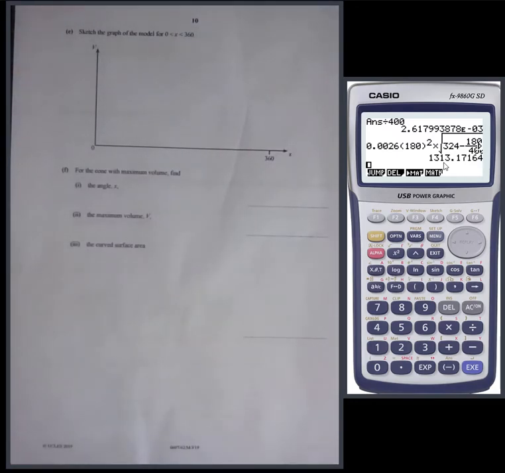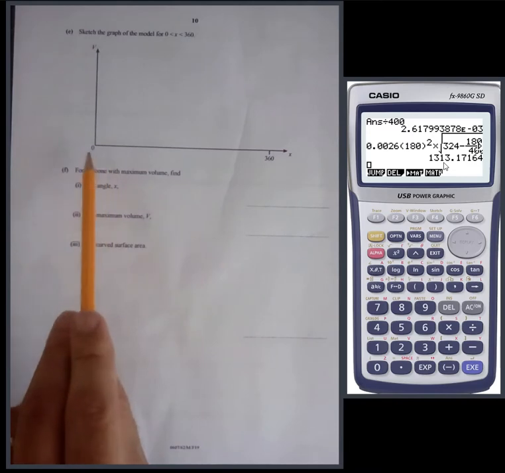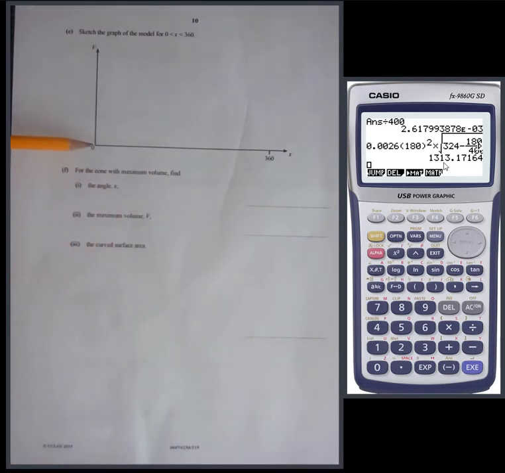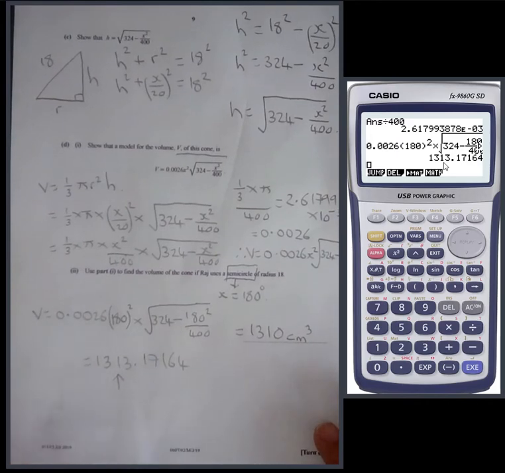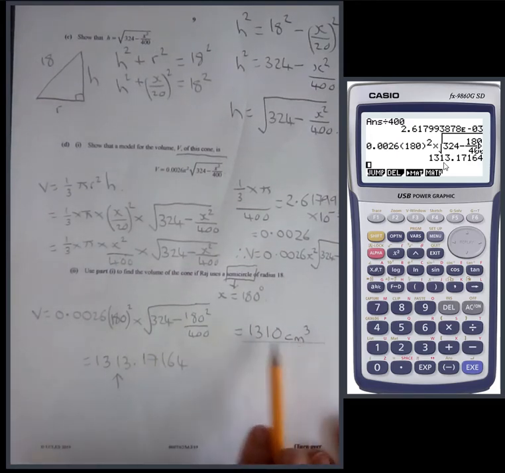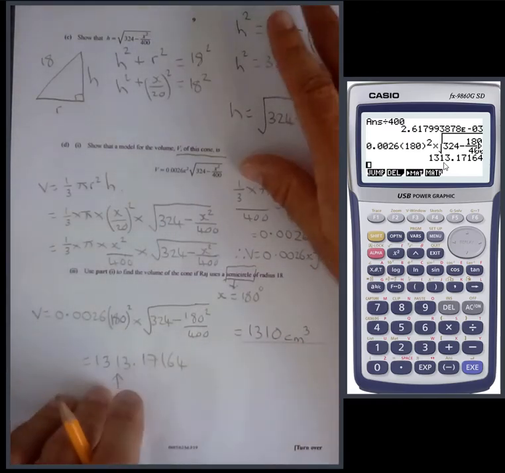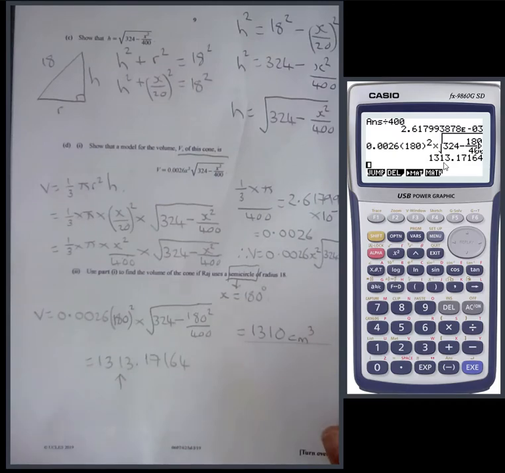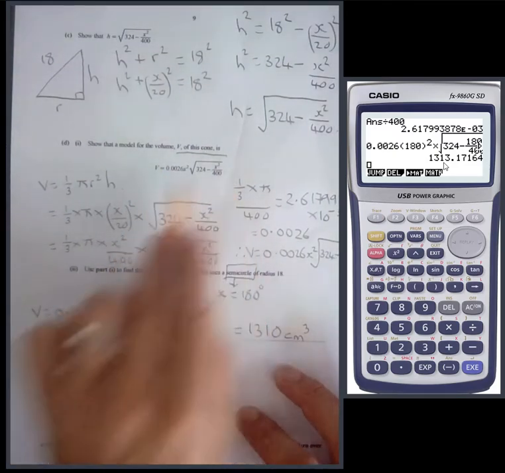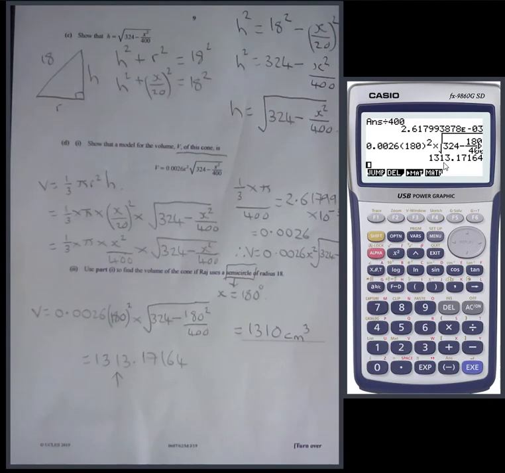Sketch the graph of the model for x between 0 and 360. Okay, so it's given us the x min, x max. It's given us a y min of 0. It hasn't given us a y max, so we'll have to adjust the window to get that. But we do know that when x is 180, we get up to 1310. So our y max has got to be at least 1310. It's a good starting point. The model is this here, so we need to put this in. So now we're going to investigate how the volume changes with changing sector angle.